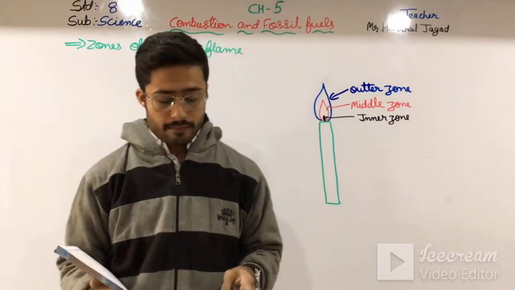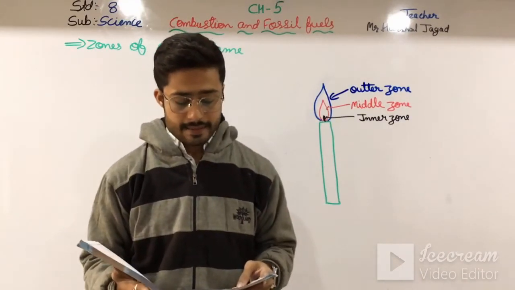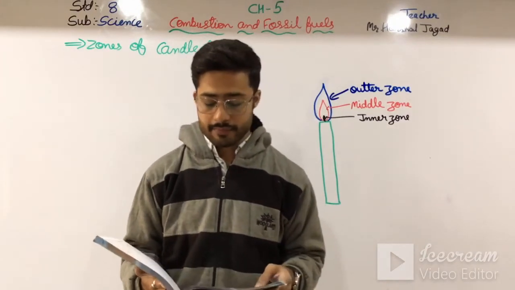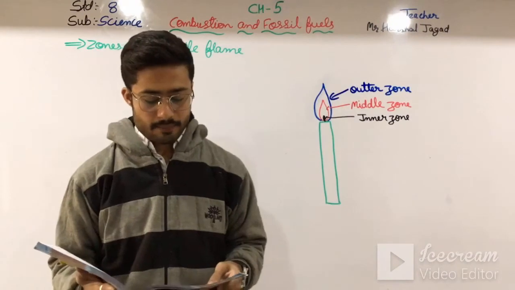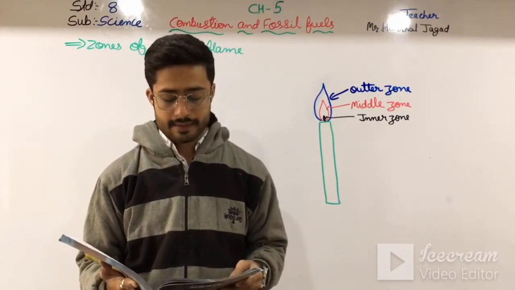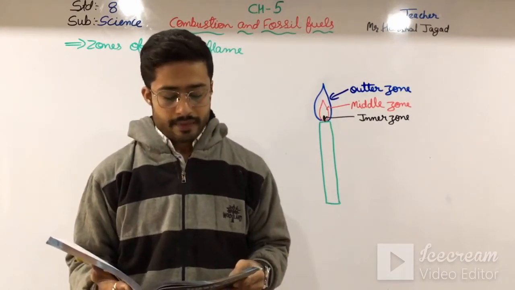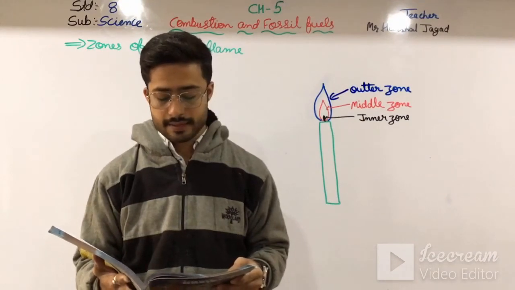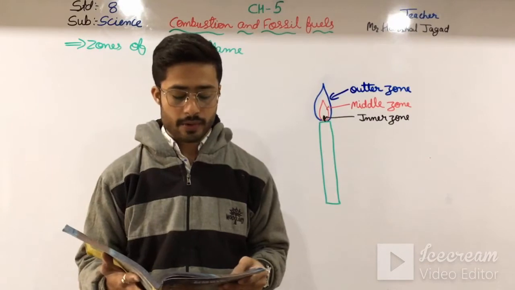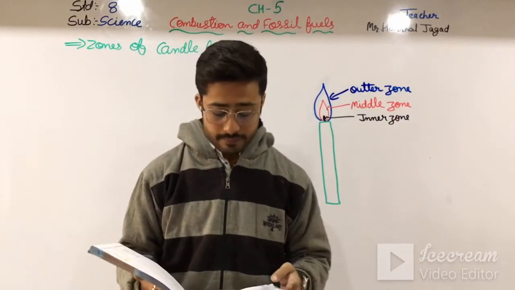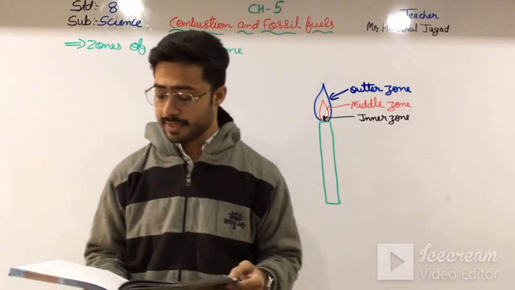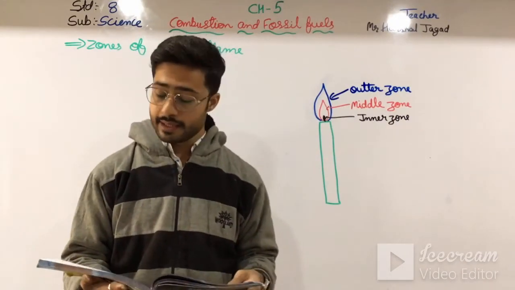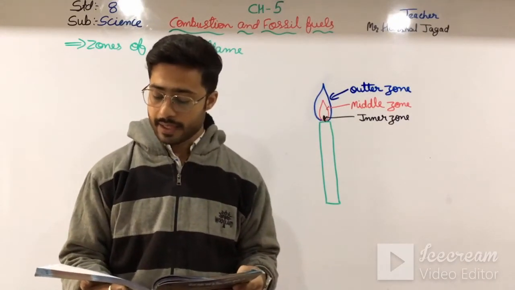The process of combustion can now be explained. When the wick is lit, the wax on and near the wick begins to melt. The wick absorbs the molten wax and pulls it upward. The heat of the flame vaporizes the molten wax, which burns in the presence of oxygen to produce a flame. There are some activities given here, but we will do them practically in the next video.